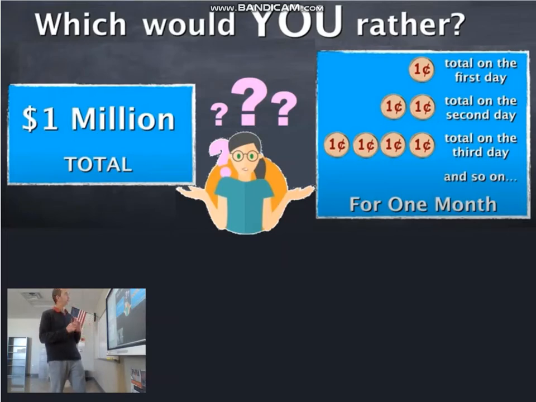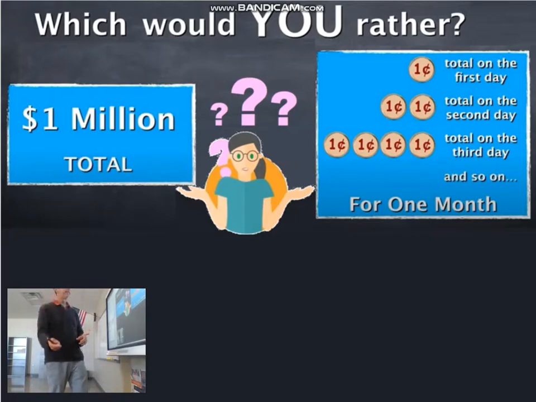Today we have, it's not a math puzzle, I'm going to say it's kind of a challenge. Which would be your choice? You have two choices. One is getting $1 million total, lump sum, in your hands. Or another option: I'm going to give you 1 cent, 1 penny, and then the next day I give you another one, so you have double.